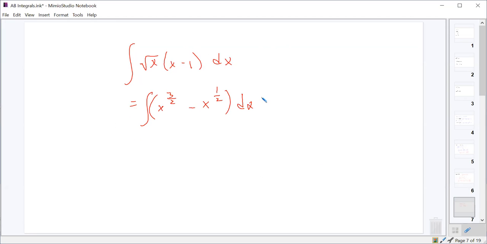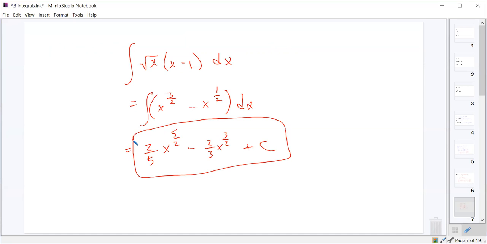And then from there, we should be able to find what the integral of that is. So what should it become? Two-fifths x to the 5/2. So 5/2. Minus 2/3 x to the 3/2, plus a constant.